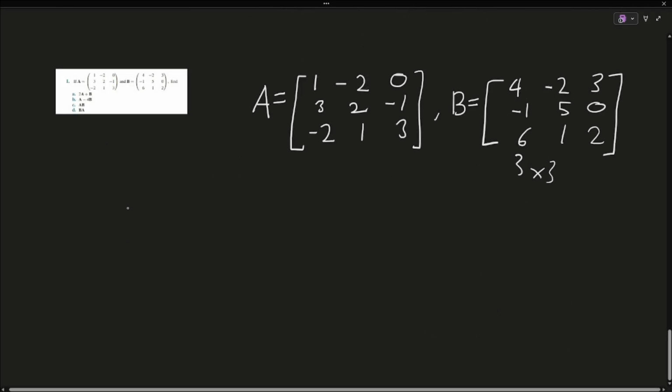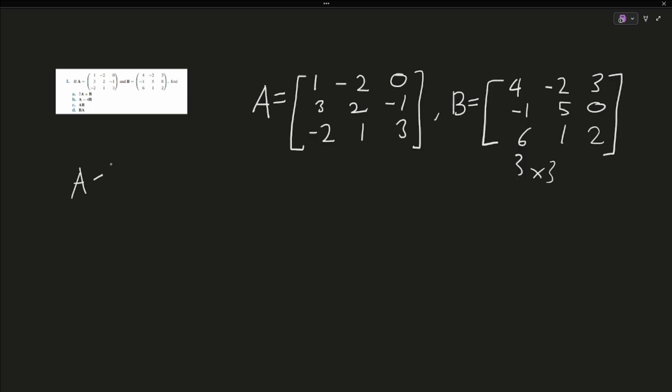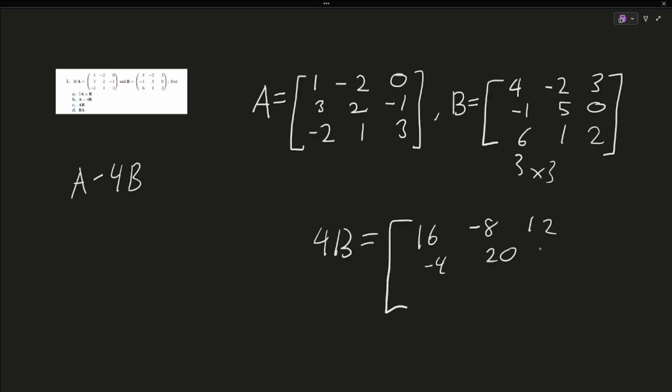Now we are asked to find A minus 4B. Well, first things first, I want to find what 4B is, so we're going to go ahead and multiply B with 4. So 4B will be equal to, remember, we're going to multiply everything by 4, one by one: 16, -8, 12, -4, 20, 0, 24, 4, and 8. And this will be 4B.